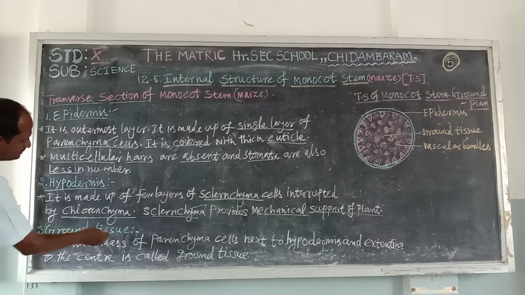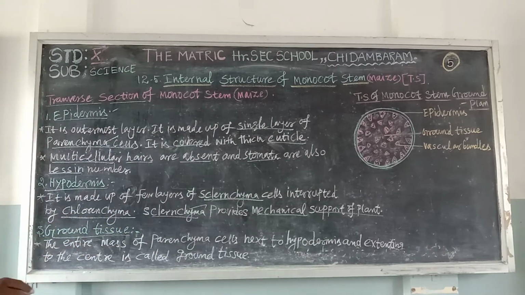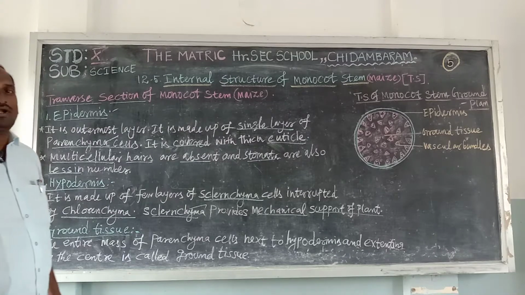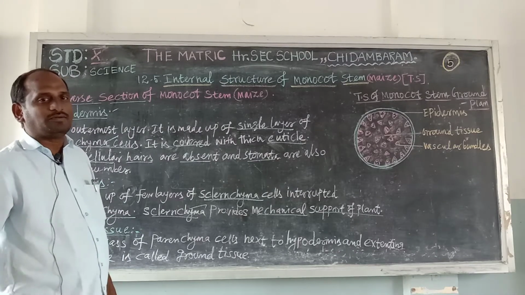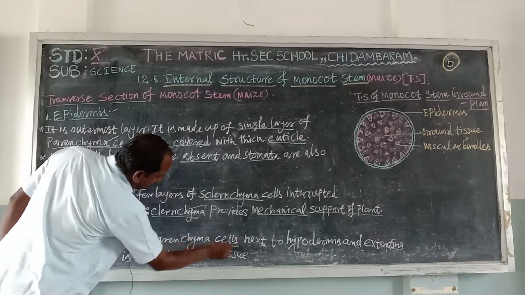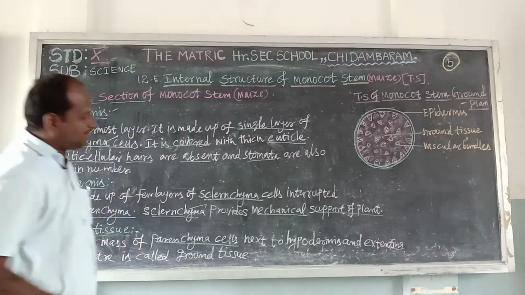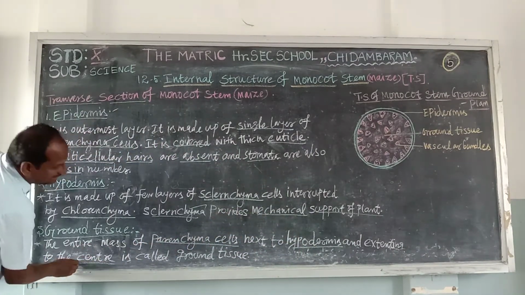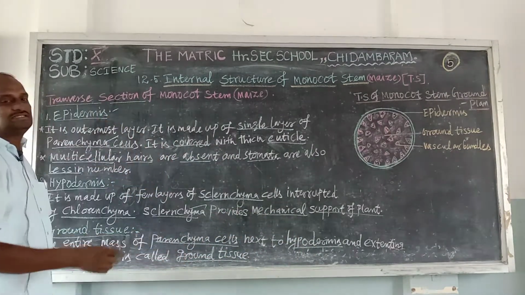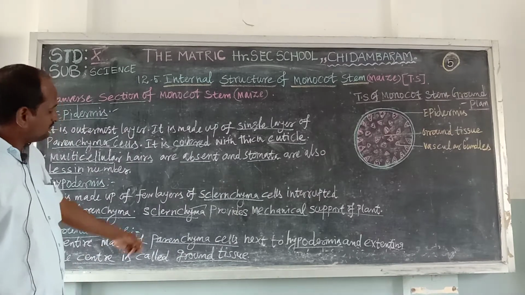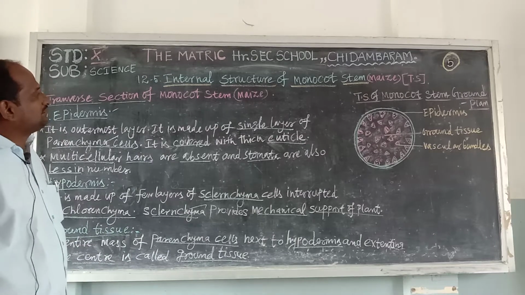Next is the ground tissue. Ground tissue is an essential mass of parenchyma cells. You already know the ground tissue well. Ground tissue has three types: collenchyma, parenchyma and sclerenchyma. This ground tissue is made of parenchyma cells, which extend from the hypodermis to the center. The center has intercellular spaces. This is the center of the ground tissue in the monocot stem of maize.